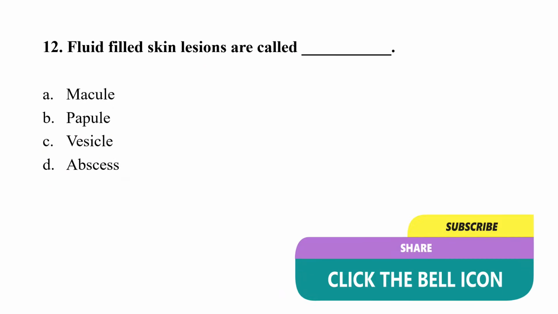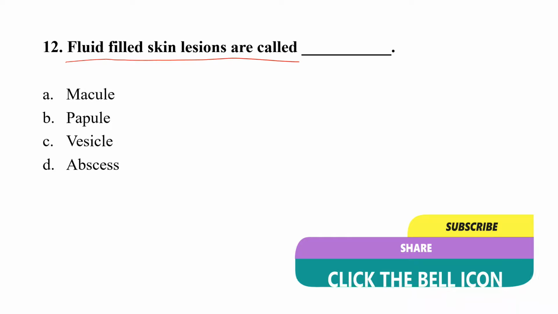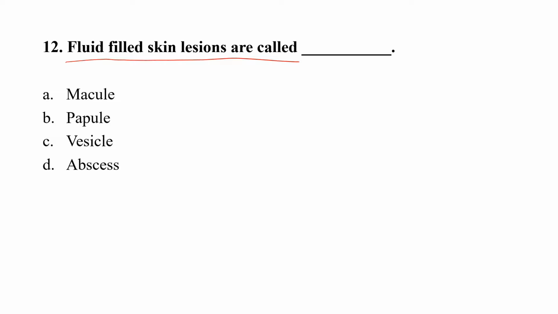Question number 12. Fluid-filled skin lesions are called option A, macule, option B, papule, option C, vesicles, option D, abscess. Correct option here is option C, which is vesicles. Vesicles are small sacs formed by membrane and filled with fluids or with liquids. So correct option here is option C.